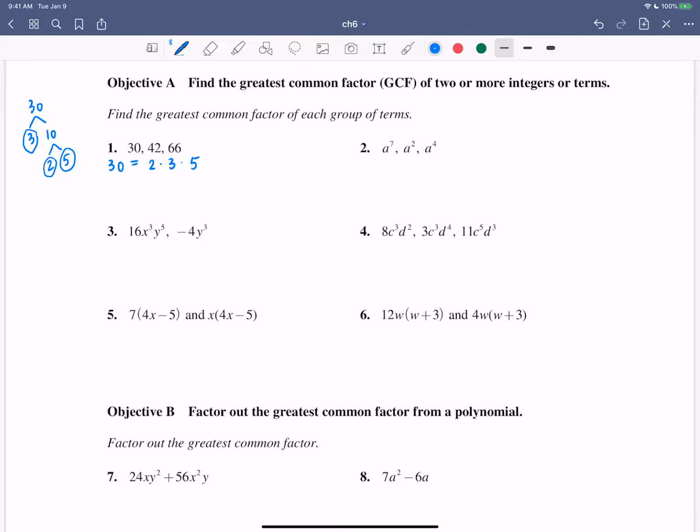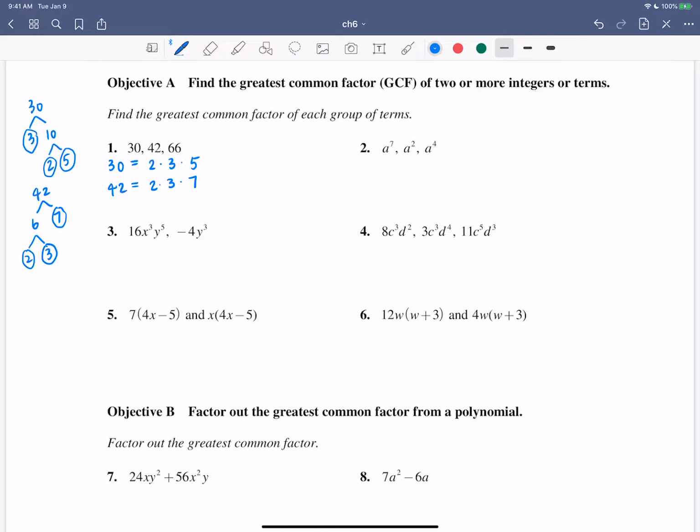Next, moving on to 42, so we do the same thing. I'm going to choose 6 and 7 from our multiplication table. Circle 7 because 7 is a prime number. Under 6, you could do 2 and 3. Each of them is a prime number, so circle them. Therefore, 42 has a prime factorization of 2 times 3 times 7.